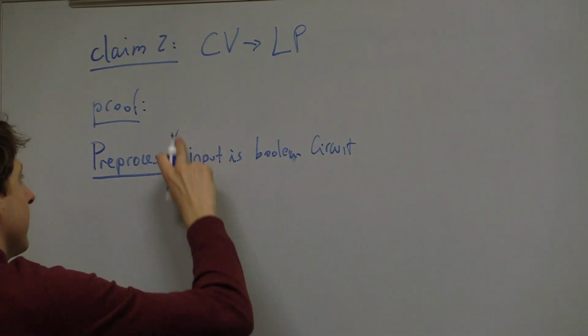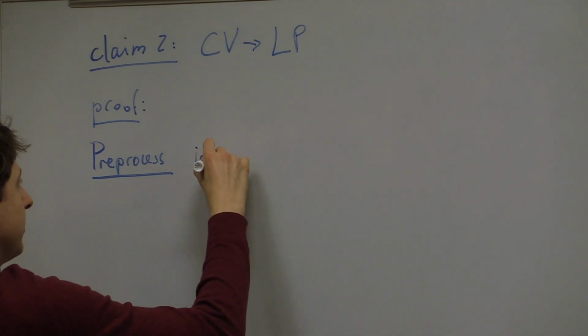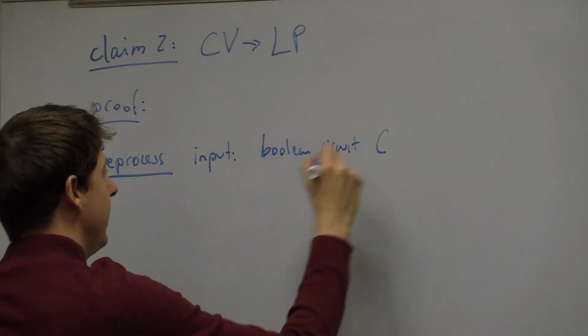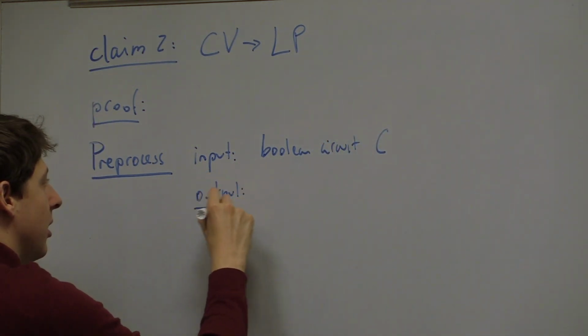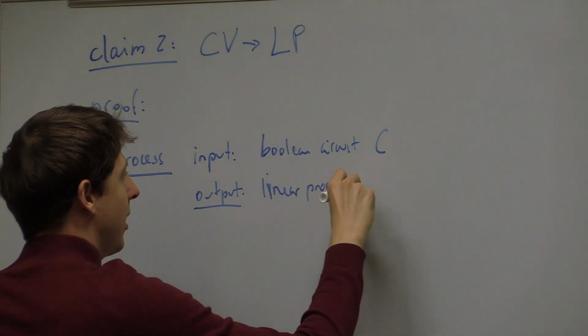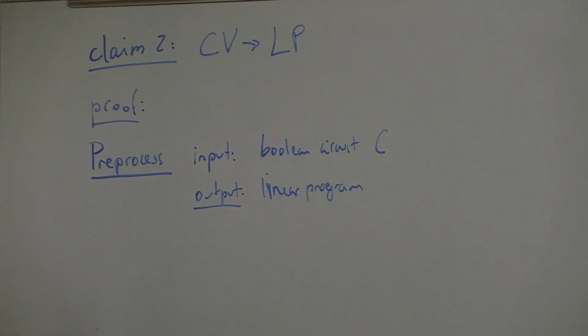So let me first write what we need to do. The preprocess needs to take as input a Boolean circuit C, and as output, we need to output a linear program such that solving the linear program is tantamount to solving the Boolean circuit, or at least answering the circuit value problem about that circuit. Now, what is a circuit? It's a collection of gates, it's a DAG. And what is a linear program? It's a bunch of variables with linear constraints.